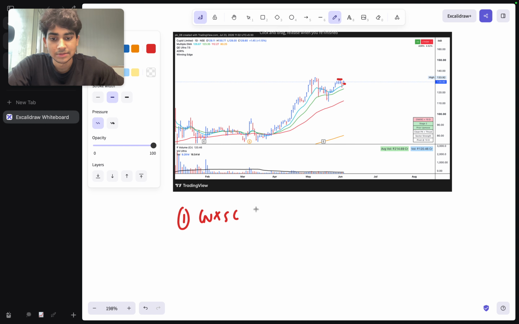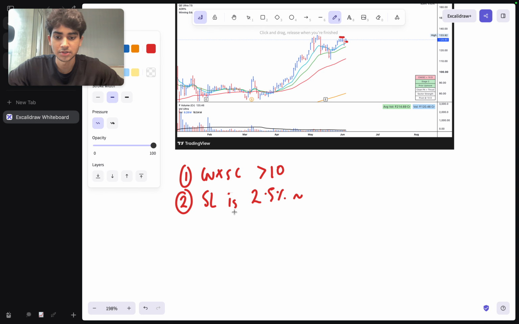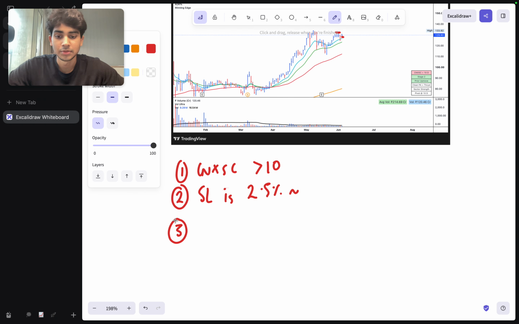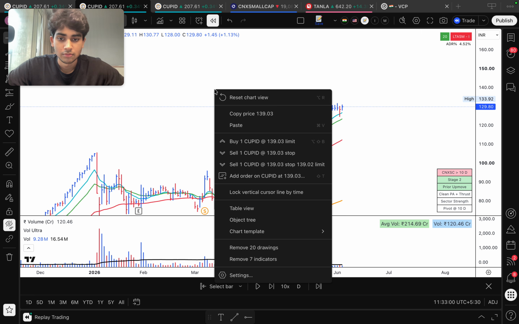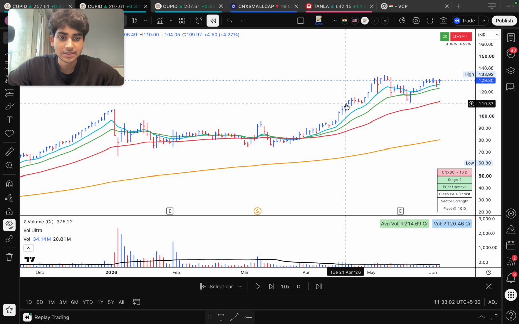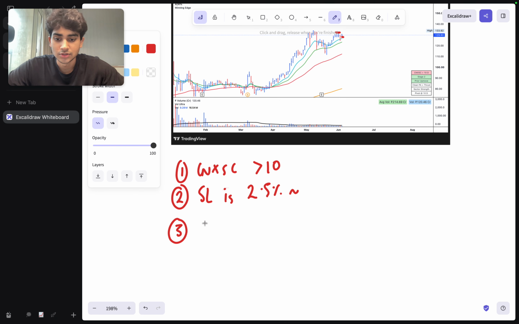So, number one, right? Small gap is above the 10-day. Lovely. Number two, stop loss is 2.5% ish, right? So very nice tight stop loss. All right. Now, number three, let's see what happened. What's our next entry point criteria? Is the stock in stage two? Definitely. So stock is in stage two and has linear moving ability.